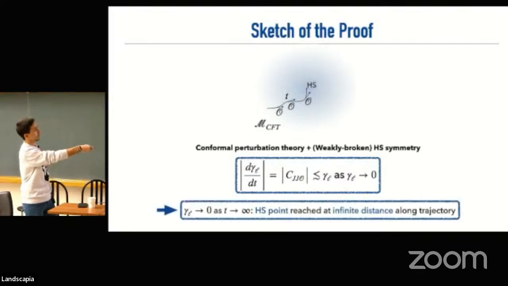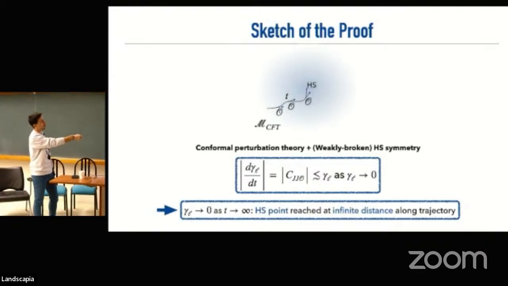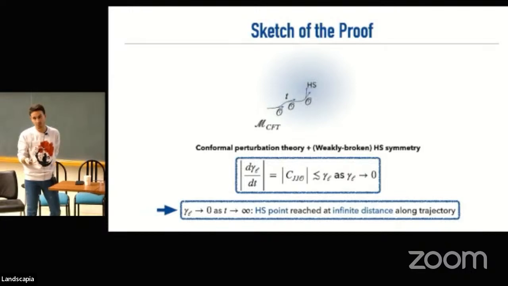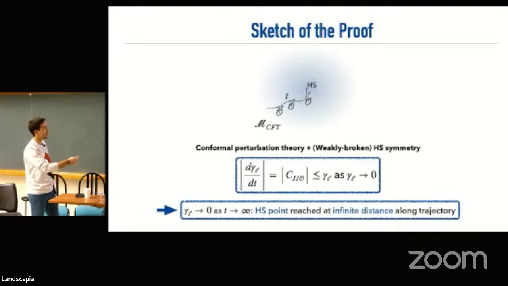This is important for us because if I take this differential equation with this constraint and I try to solve it, I will get that gamma L goes to zero only if t goes to infinity, which means that the higher spin point is reached at infinite distance along this trajectory. And this is actually very easy to understand. This equation is telling me that gamma cannot go faster than an exponential to zero, and the exponential takes an infinite distance to go to zero.